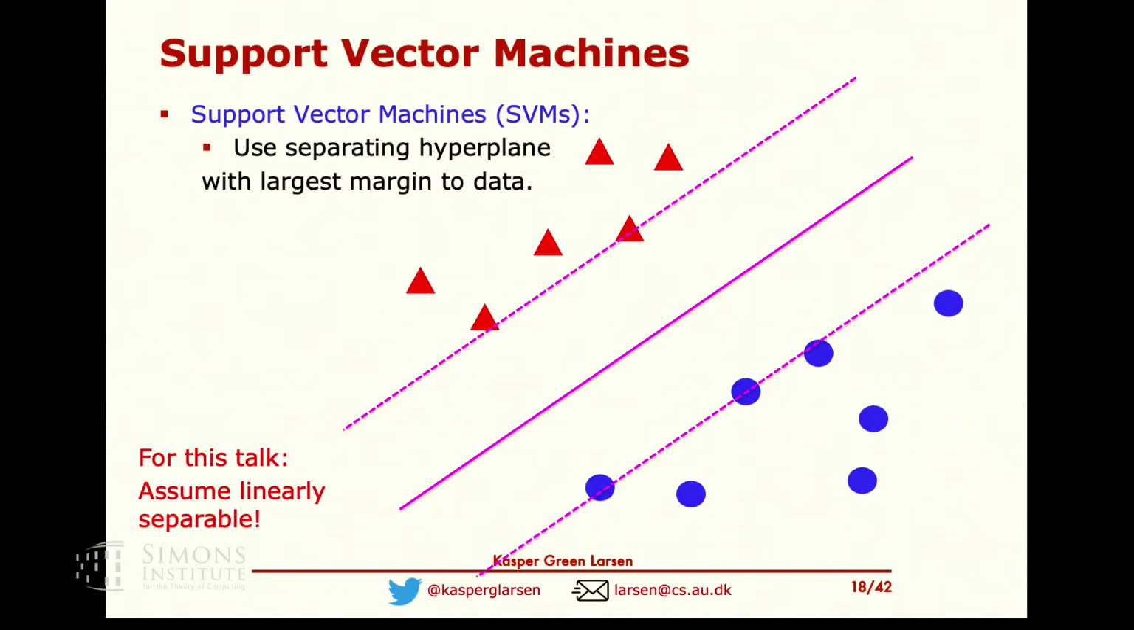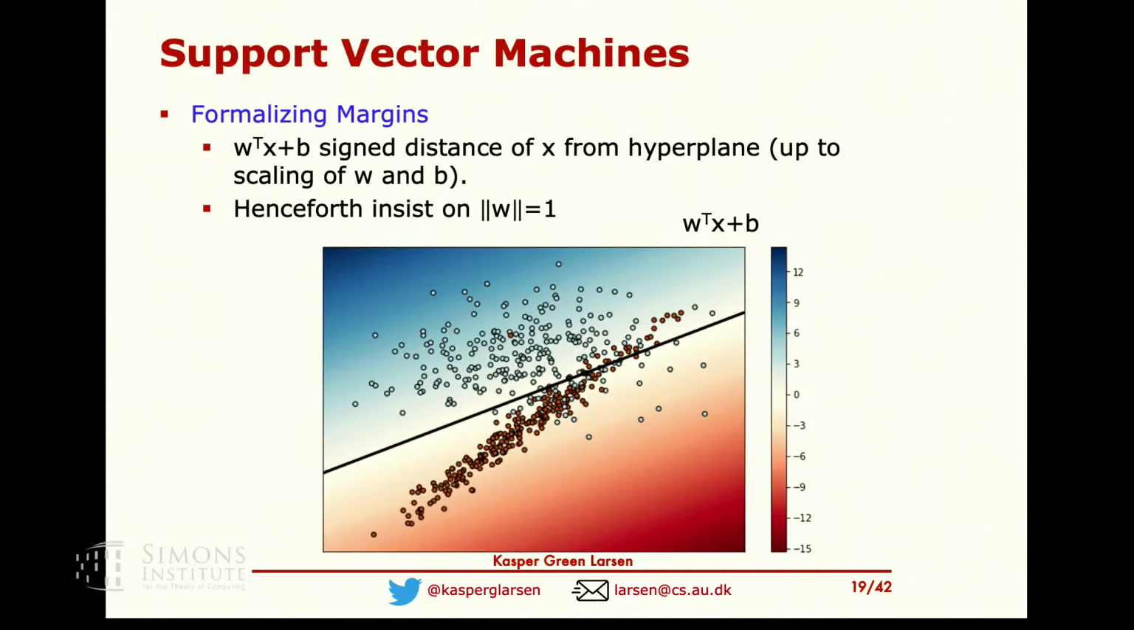So I guess we need to define what these margins are formally. If you just have your W and your B, then you can look at the prediction that you're going to make before taking a sign. If you compute the inner product between W and X plus B, it's really a signed distance to the hyperplane that you get out, right?